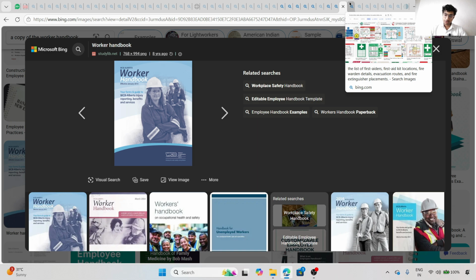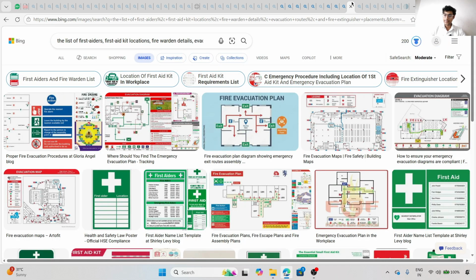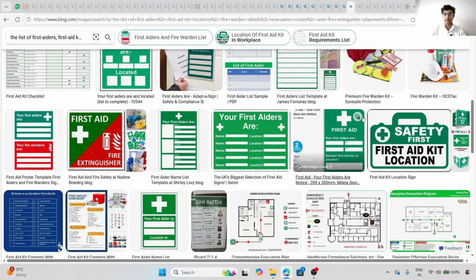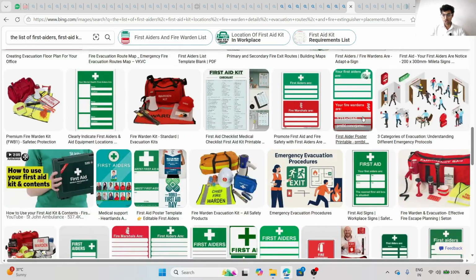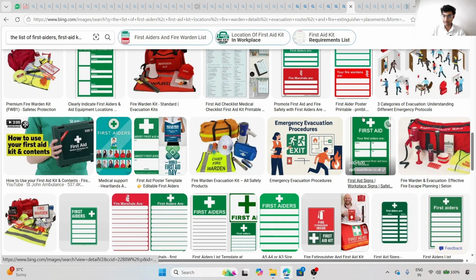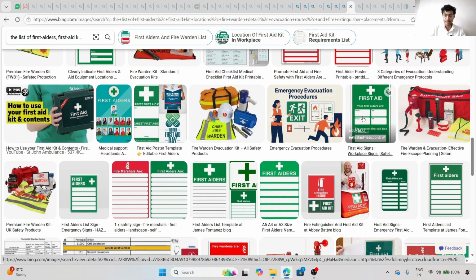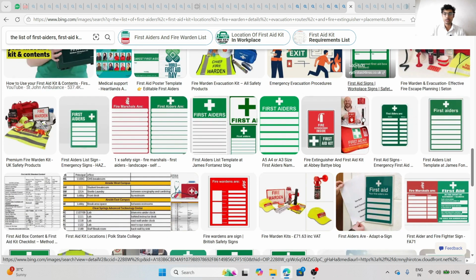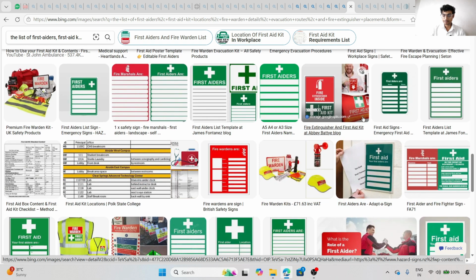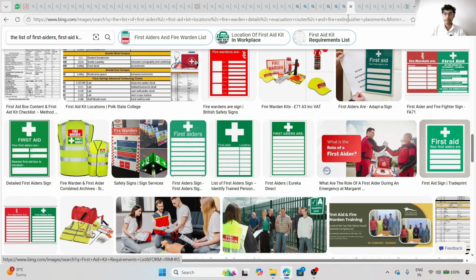On the notice board, the inspector also reads the list of first aiders and first aid locations, the fire wardens' details, the evacuation routes, and the fire extinguisher placements. They had made sure all the emergency preparedness things are there. On the whiteboard there was also an outline of the daily morning briefings taken by the store manager.